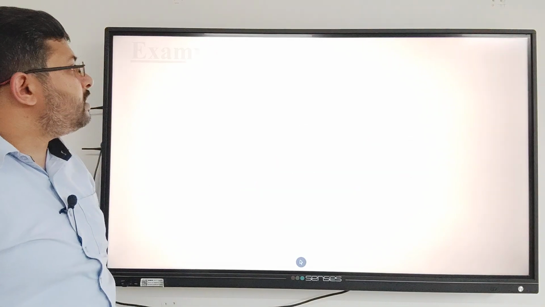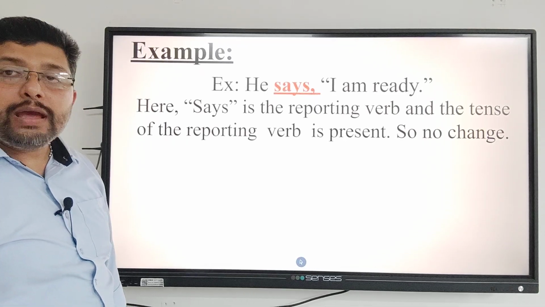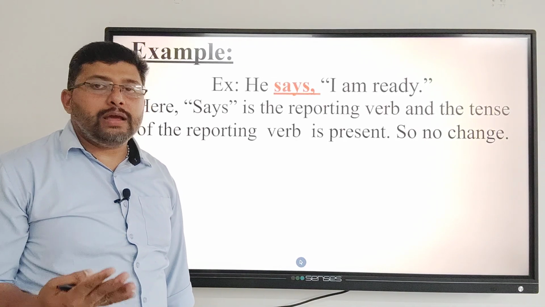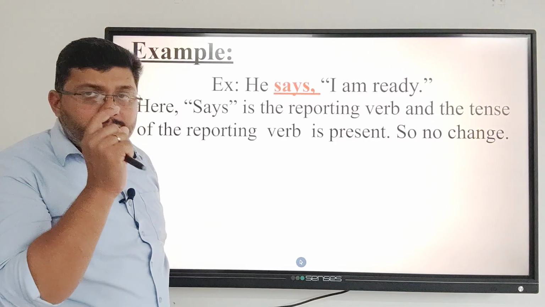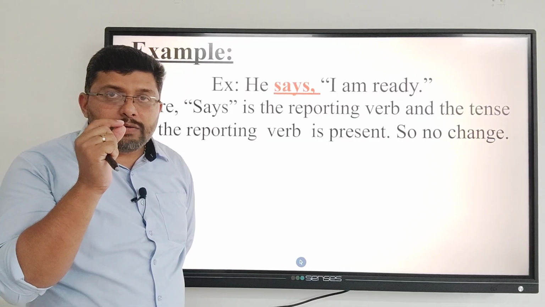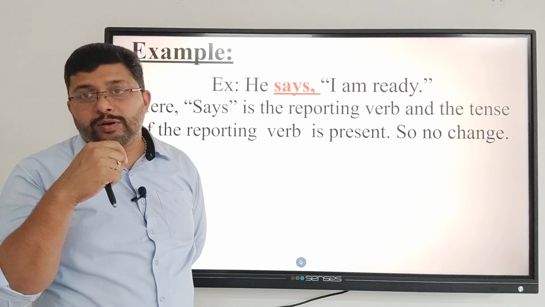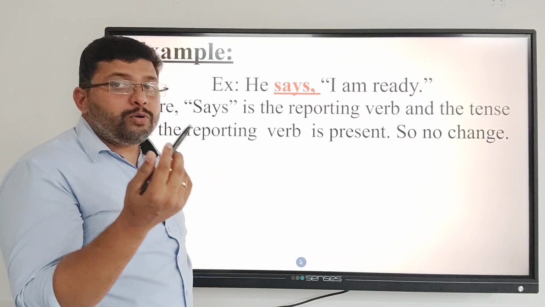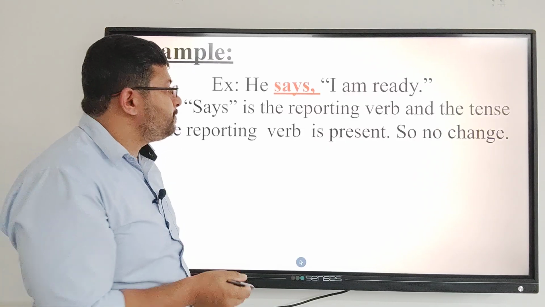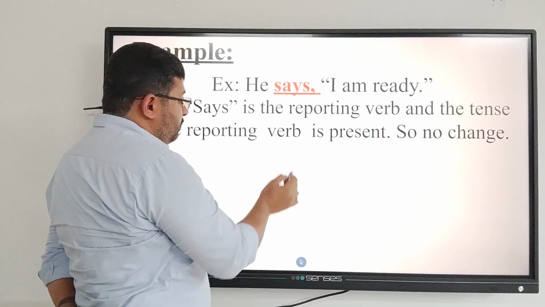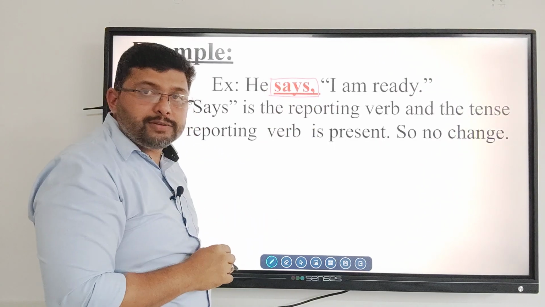I'll tell you with an example. See, he says, "I am ready." How do we know that? Keep in your mind, or else you must have a clear idea about what a reporting verb is and what reported speech is. We are discussing the reporting verb. If the reporting verb is in present or future tense, how do we know that this is the reporting verb? How do we know that this is in present or future tense?